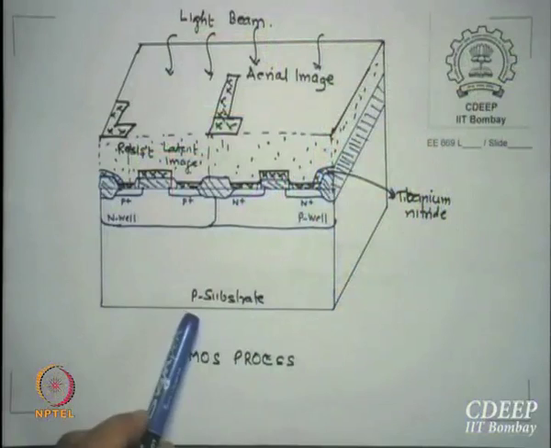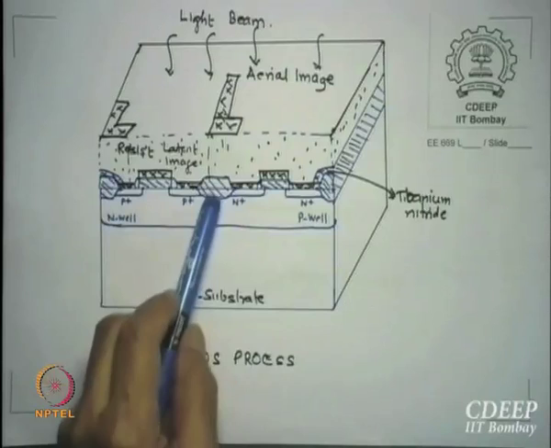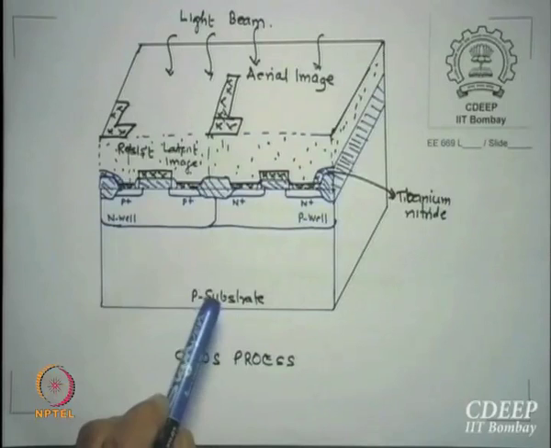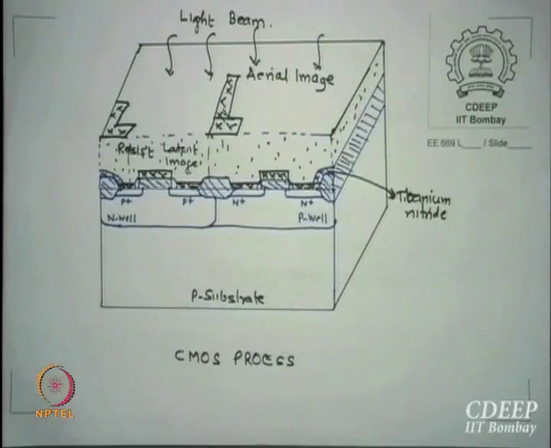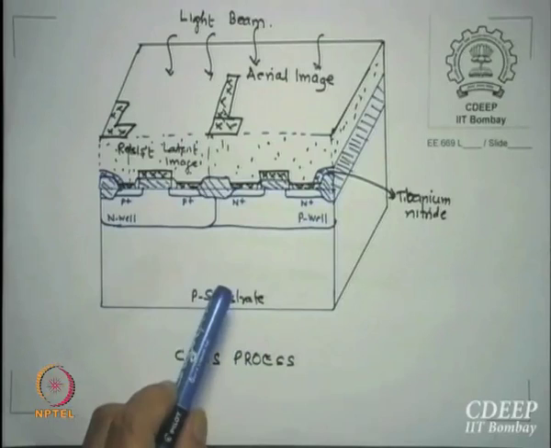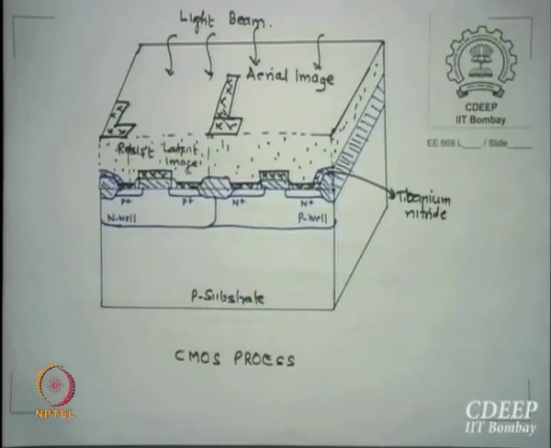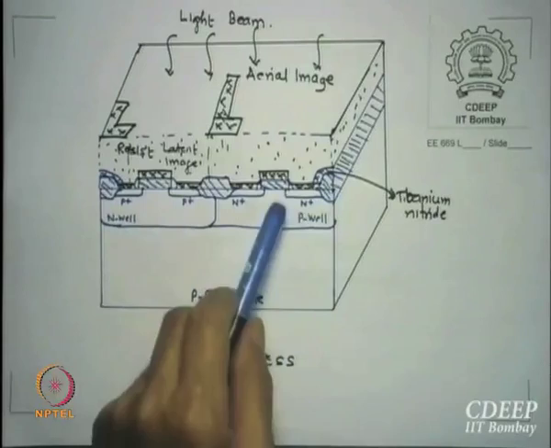So what we do is we start with a P substrate and create two regions. One is called N well, the other is called P well. For an N FET or NMOS transistor I need P substrate, so it was already available, but its doping is not what I wanted. Normally I will start with very lightly doped wafers, and then create N well and P well areas to make my P channel and N channel devices. The P channel device will come in the N well and the N channel device will come into the P well.